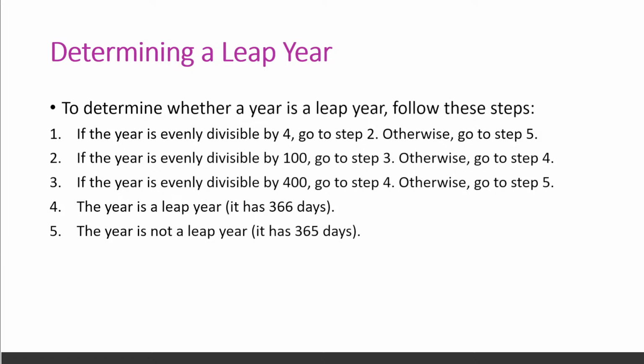If the year is evenly divisible by 100, go to step 3. We got another thing to check. But if it's evenly divisible by 4 and not evenly divisible by 100, then we can go to step 4, which means that the year is a leap year.